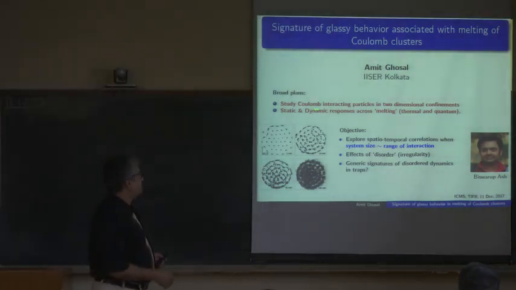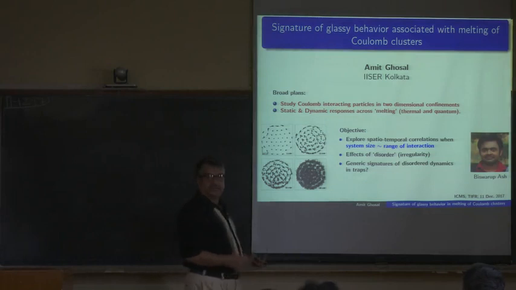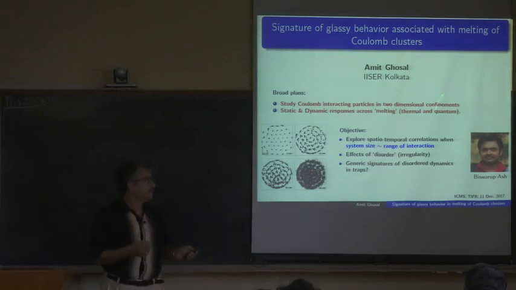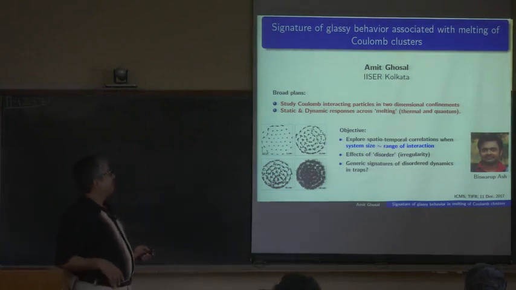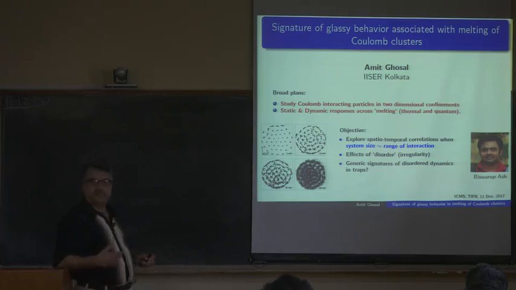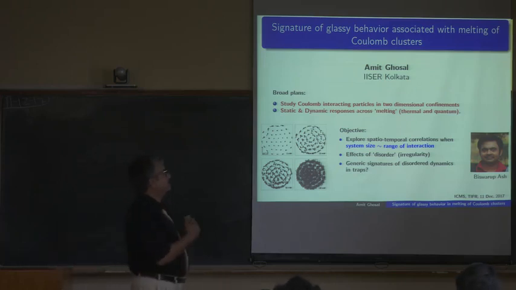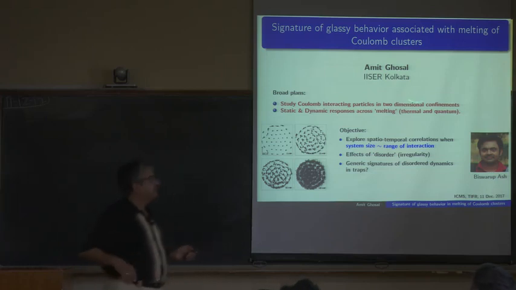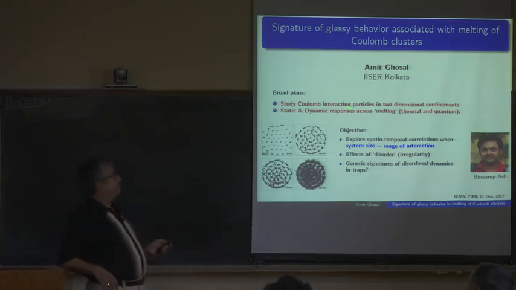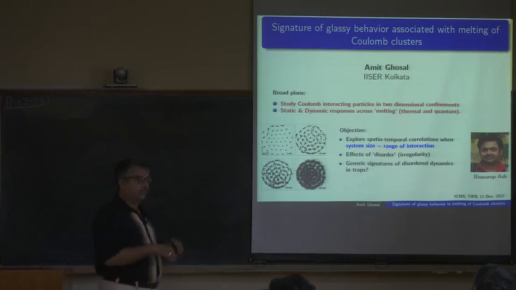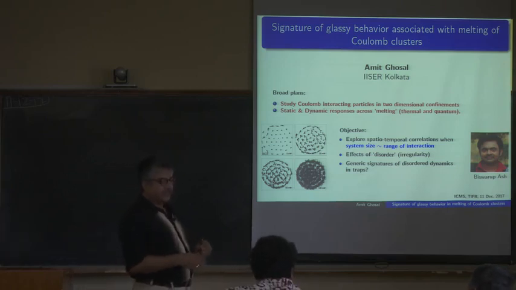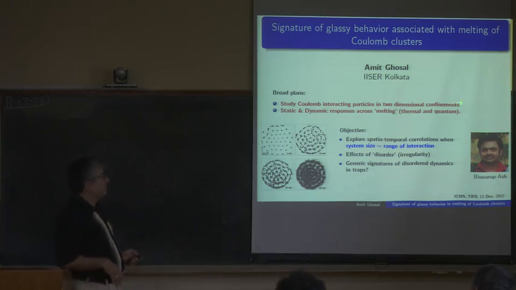So we will study Coulomb interacting particles, long range interacting particles in two dimensional confinements. We will particularly access the static and dynamic responses of a system like this across melting of something like a self-formed solid in confinement. By long range, is it log or 1 over r? No, this is 1 over r. So particles are confined in 2D, but the field lines are 3D. That's right.